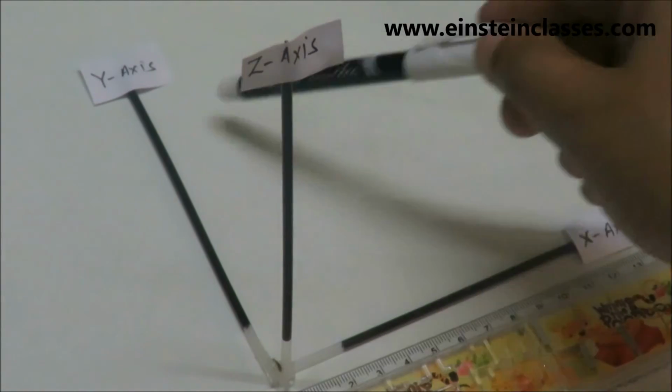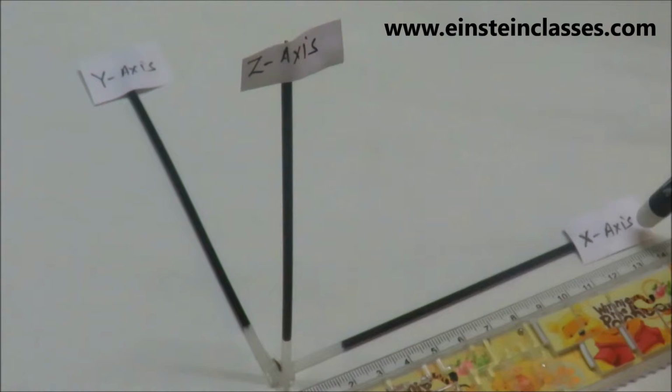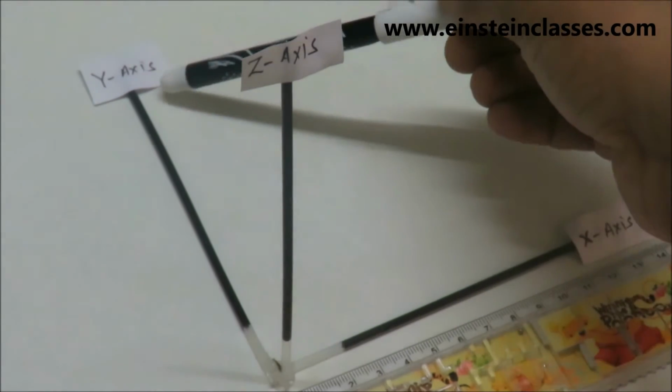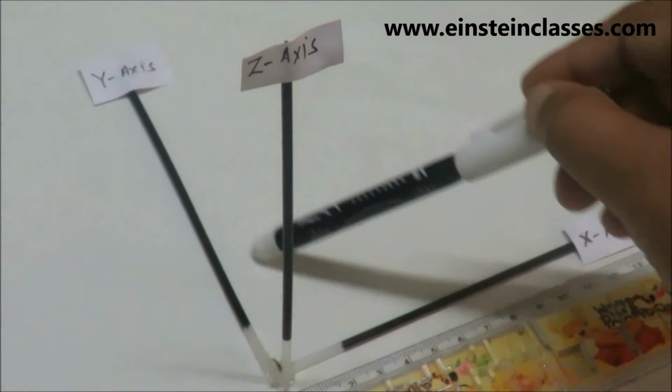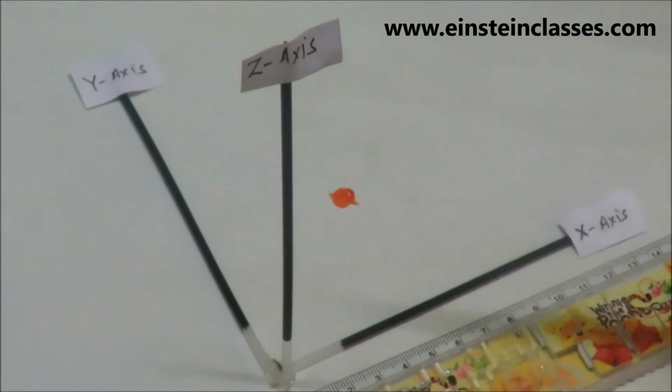Now you can see that this is the plane, and in this plane there are two axes. One is the x-axis and another one is the y-axis, and hence this is called the xy plane. Now take any point in this xy plane.